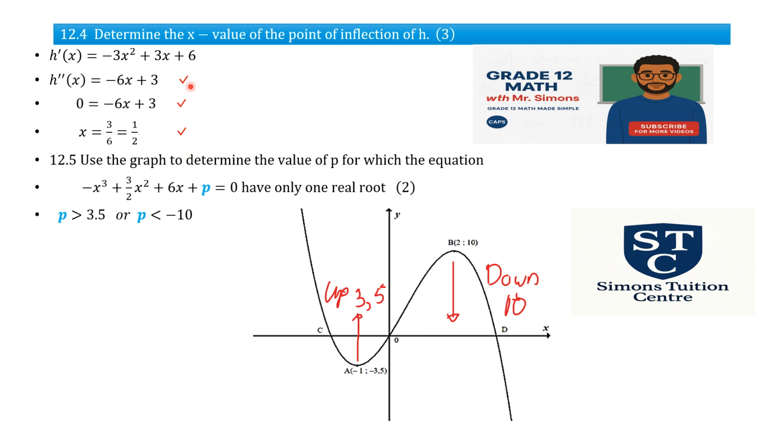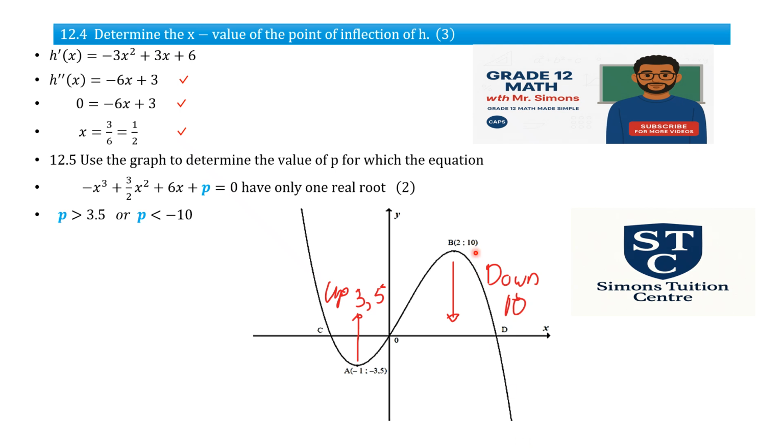So there, 3 marks. Now 12.5, I did it in the previous exam questions, I'm going to do it again. Use the graph to determine the values of p for which the equation minus x cubed plus 3 over 2 x squared plus 6x plus p equals 0 has only one real root, for 2 marks. Right, so in short, I have to move this down in such a way that when the graph goes through there, it turns, but it doesn't make contact with the x-axis.